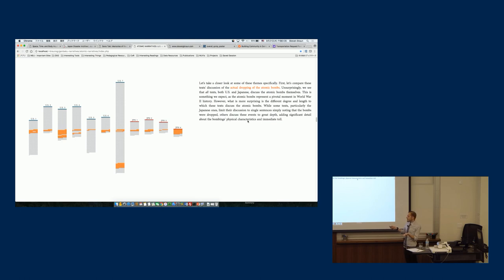Predictably, they all talk about it. All the texts talk about the dropping of atomic bombs, but to different extents, different lengths, right? So we see that this particular textbook presumably has maybe one sentence that mentions the dropping of atomic bombs. This particular Japanese textbook talks at much greater length. Same with this US history textbook. And then this US history textbook talks about it in one place and then continues to talk about it in another place.